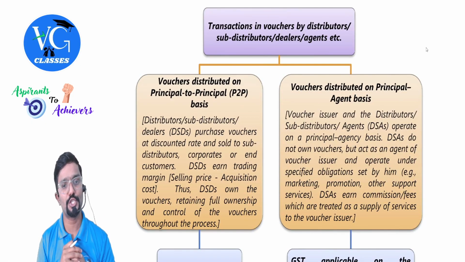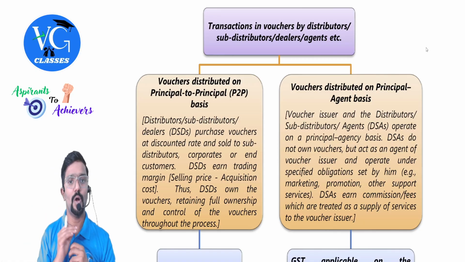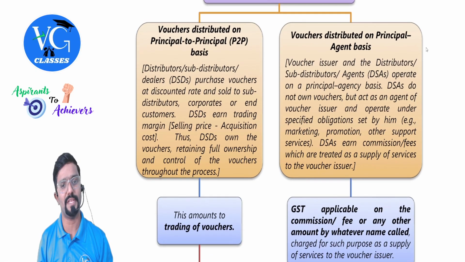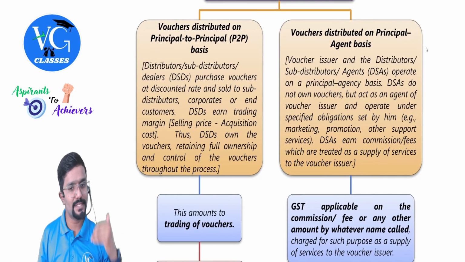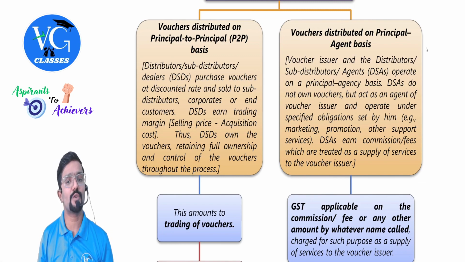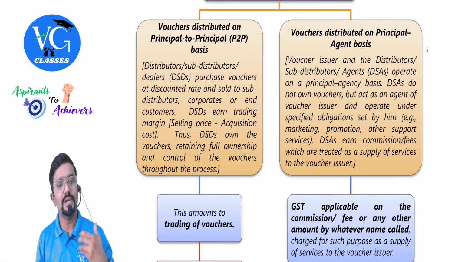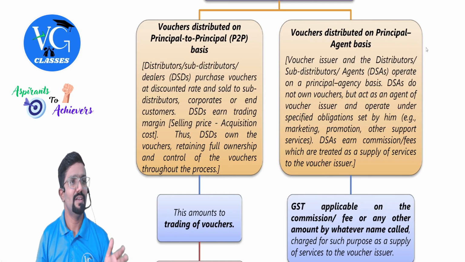Transaction in voucher by distributors, sub-distributors, dealers, agents, etc. Okay. What are those transactions? Voucher distributed on principal to principal basis, or in short, we call it P2P basis. Distributors, sub-distributors, or dealers purchase the vouchers at a discounted rate and sell to sub-distributors, corporates, or end customers. The DSDs, means all these people, in short, we call them DSDs, earn a trading margin, that is selling price minus acquisition cost. Guys, simple.